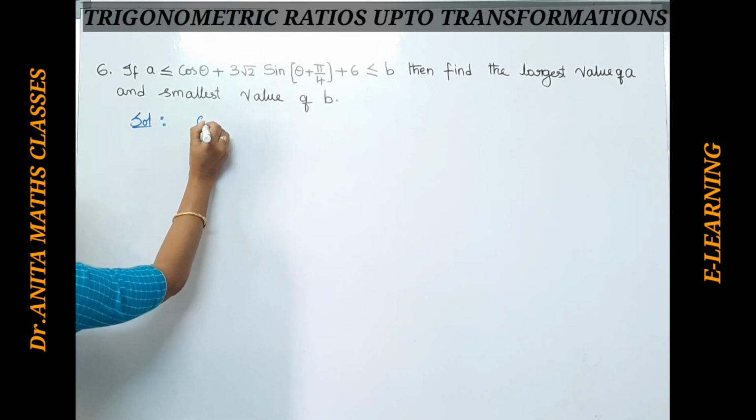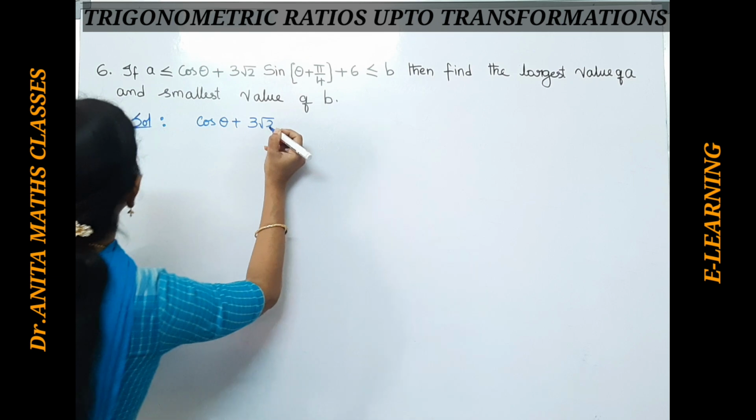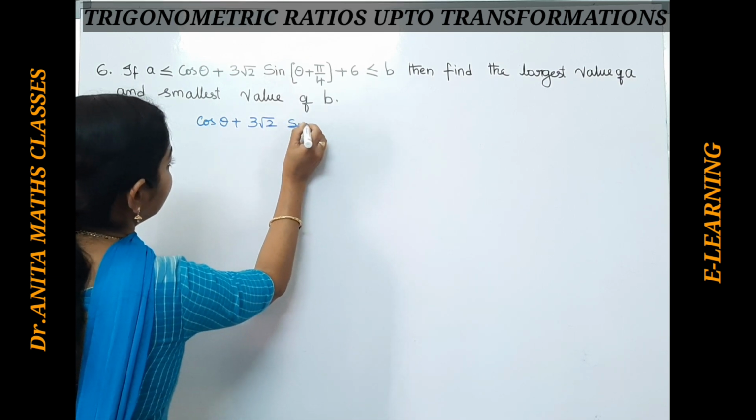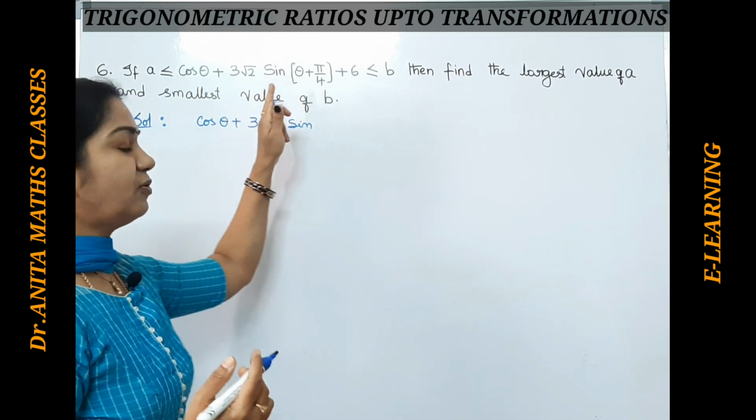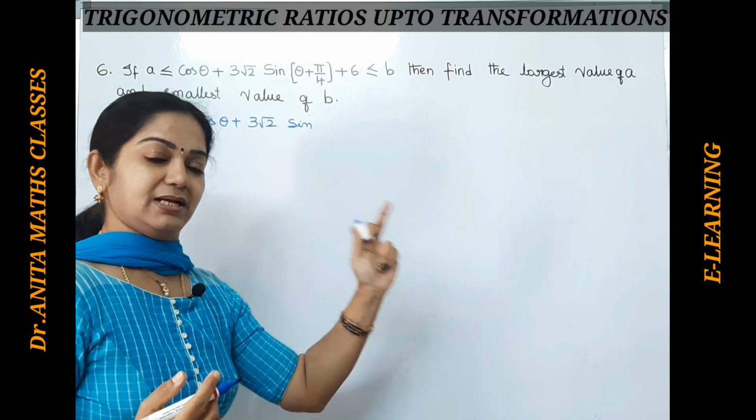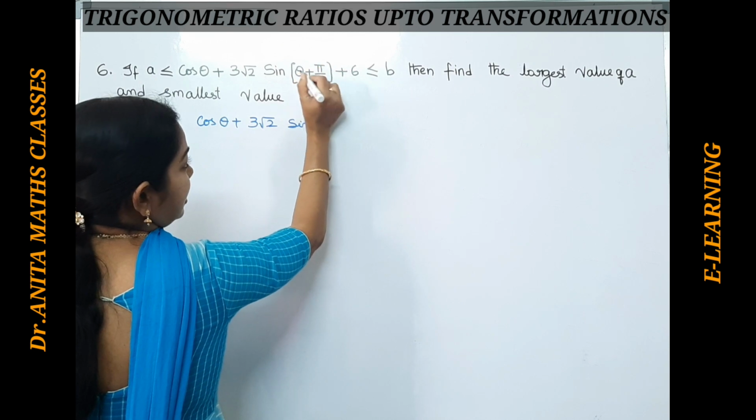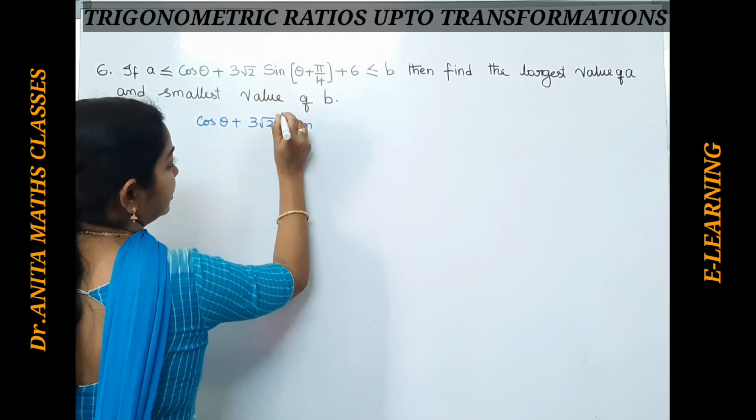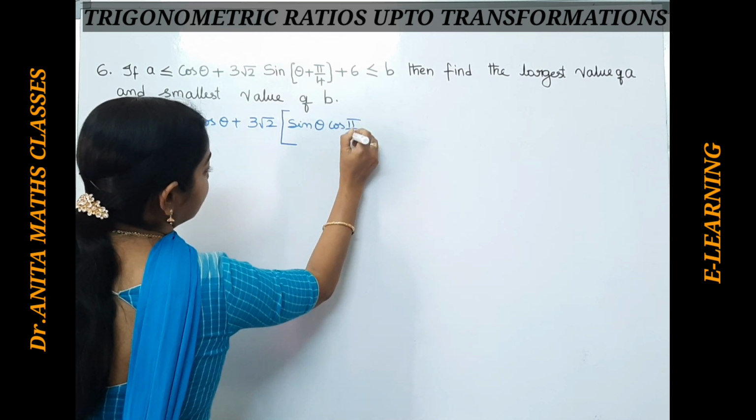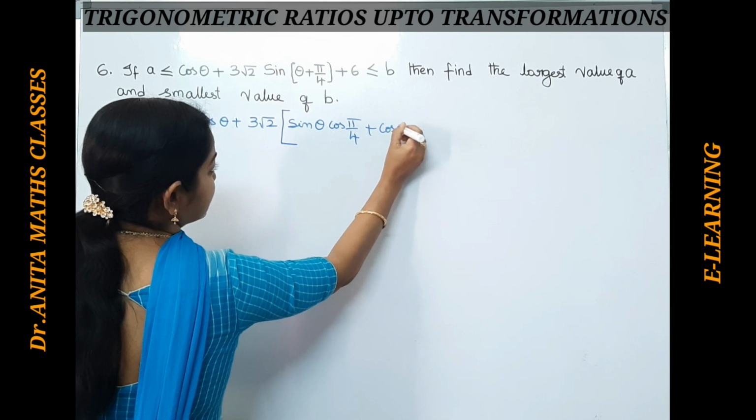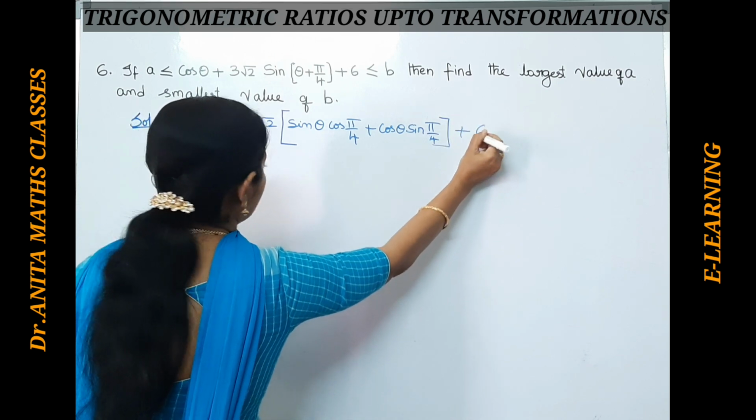Here we take this expression: cos theta plus 3 root 2 sine of theta plus pi by 4. That means sine of A plus B. I'll expand sine A plus B, that is sine A cos B plus cos A sine B. In that way, I'll suppose this as A and this as B. So let us expand: sine A cos B plus cos A sine B. Okay, now plus 6 is also there.